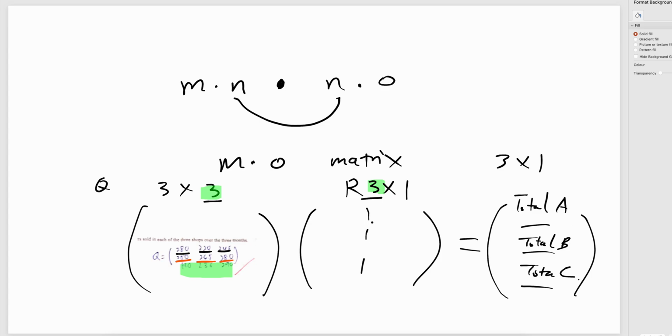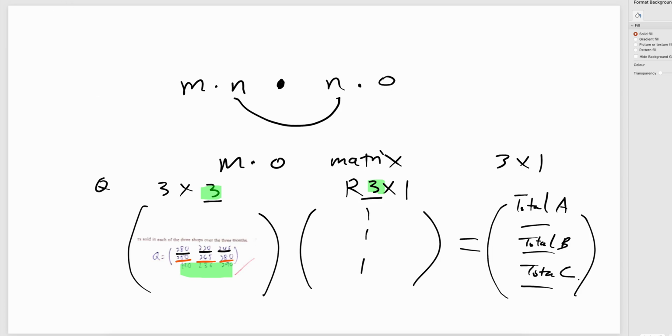Next, they ask you to design a matrix R such that it will give you a total A, total B, total C. So now, the 3 numbers here are for you to put. You can put 2, 2, 2. You can put 0.5, 1, and 0.5. But which one will give you these 3 added together? This one.